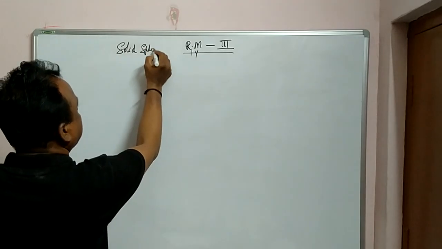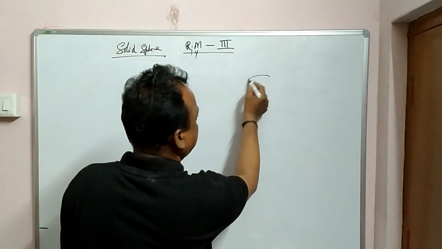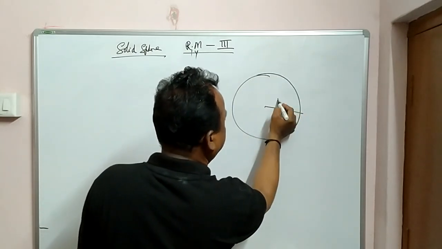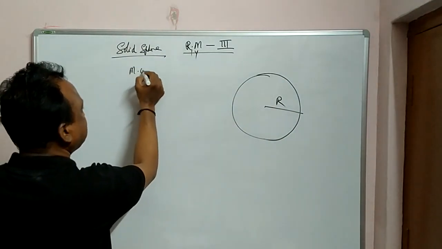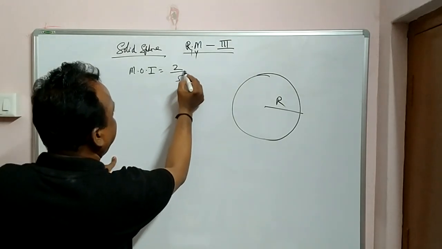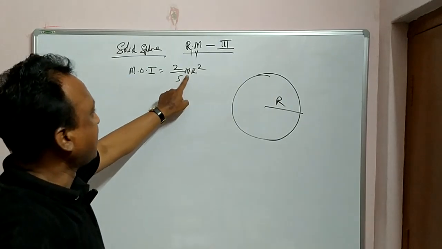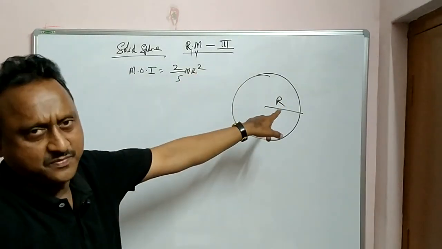Solid sphere. This is also not asked as a derivation in the examination, you can directly remember the formula. Suppose this is a solid sphere of radius capital R. For a solid sphere, the moment of inertia is given simply by 2 by 5 mr square. M is the total mass of the solid sphere, and R is the radius of the sphere.